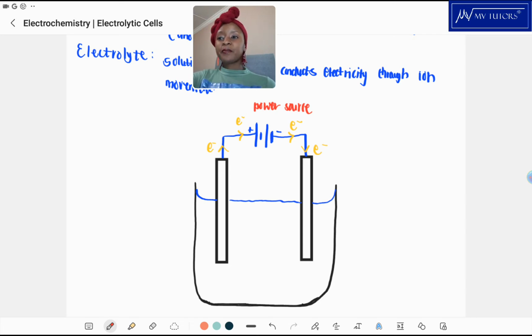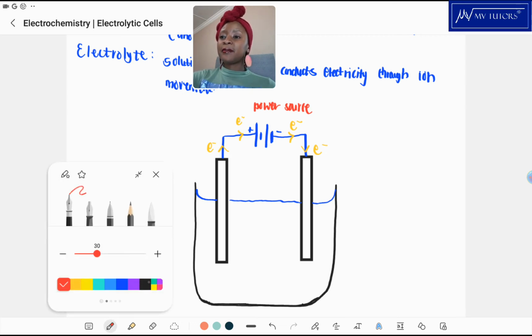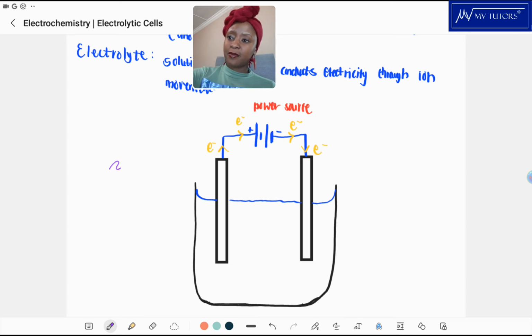Then you have, on the left-hand side, I've put there, let me use another color. So that would be the anode.